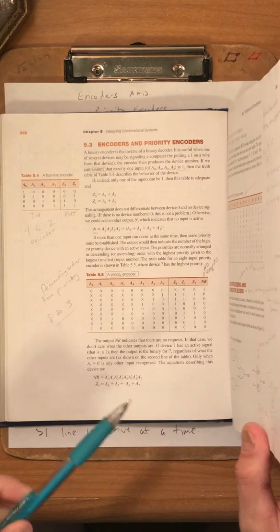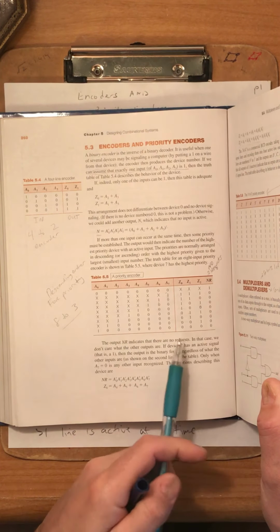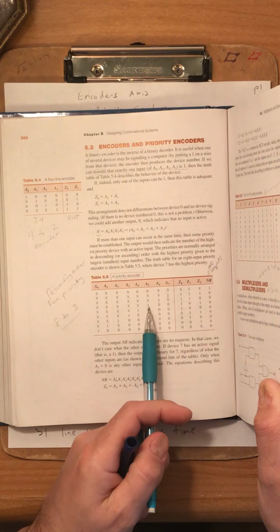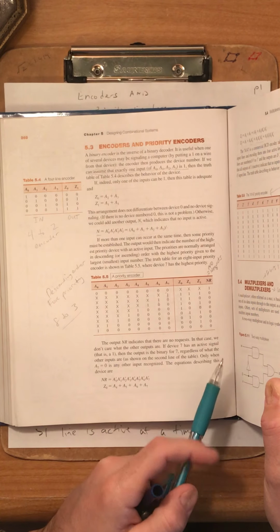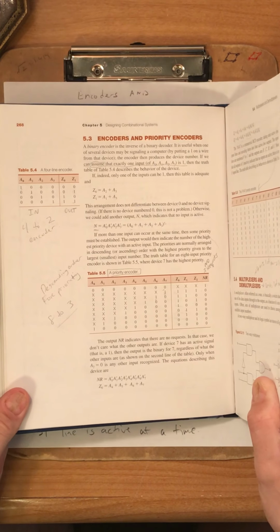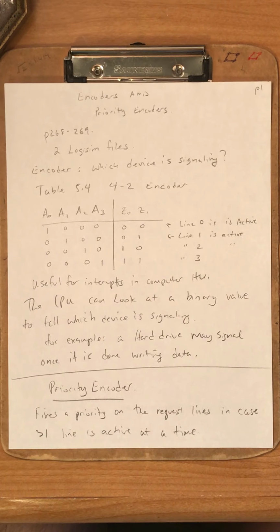Here's the formulas you can start looking at. No request is equal to everything notted and anded together. Z0, we have to look across. So Z0 is equal to A4 or A5 or A6 or A7. And it gets slightly more complicated with the other ones. But that's the idea.